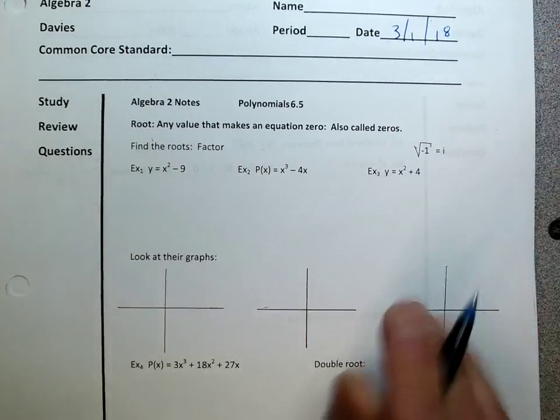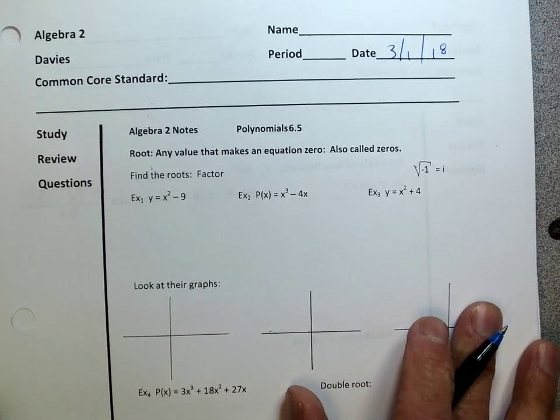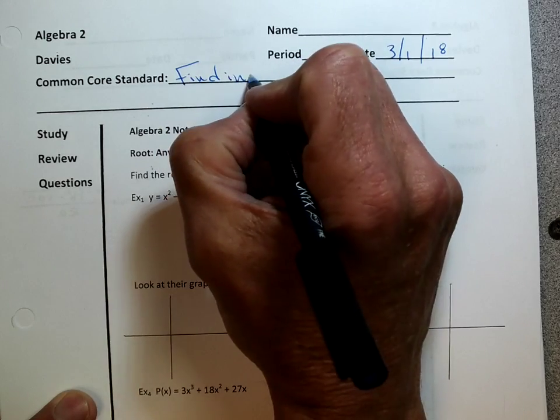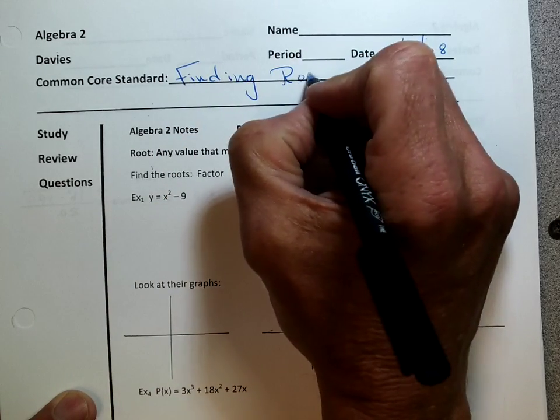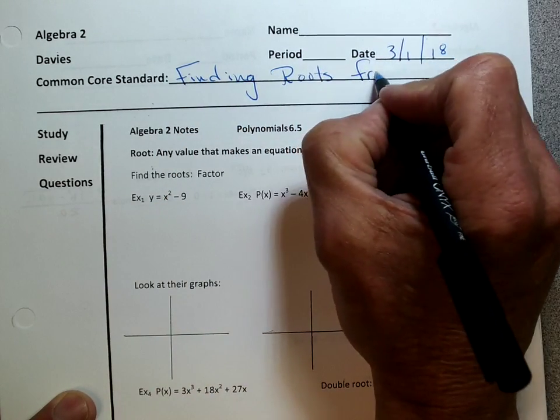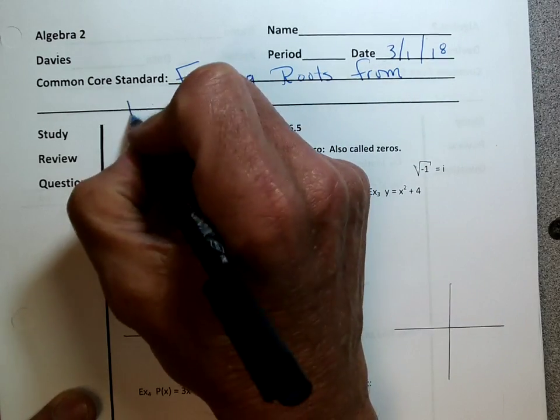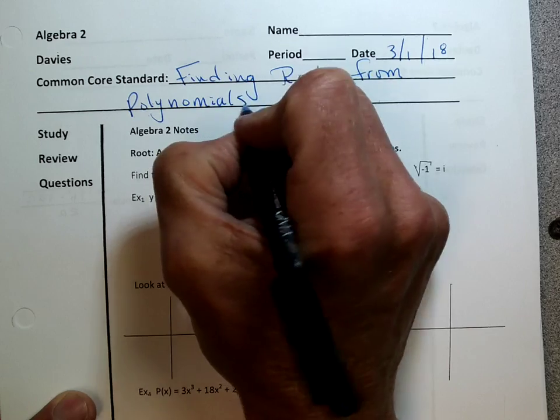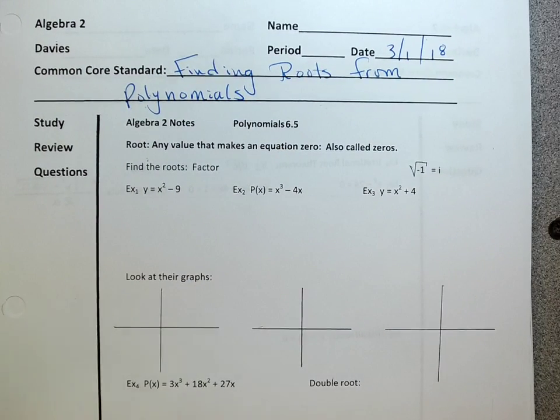From the weather. So 318, and Common Core said we're going to be finding roots from polynomials. Okay, so write that down. Let me do a little talking, okay?